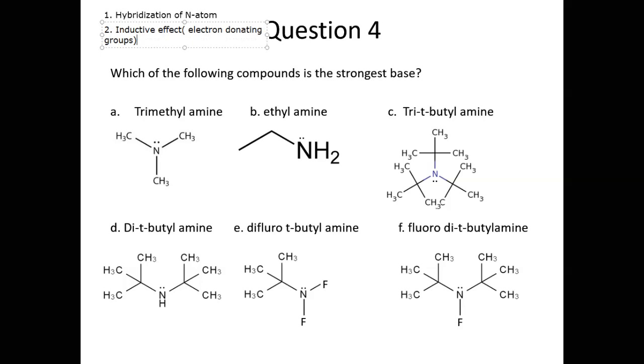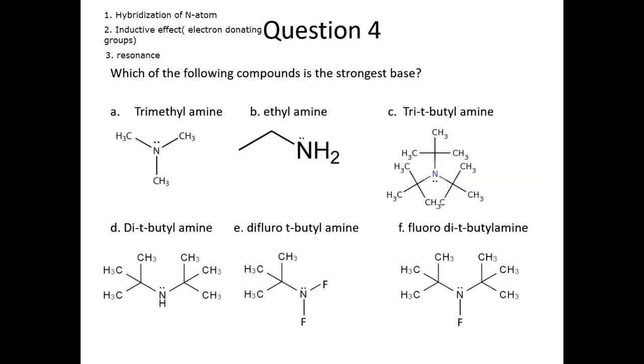Then if we can't distinguish, we go to whether there's resonance. We want less resonance. We don't want something that has a lot of resonance. We want to keep that negative charge on that nitrogen. So let's take a look at all of these.